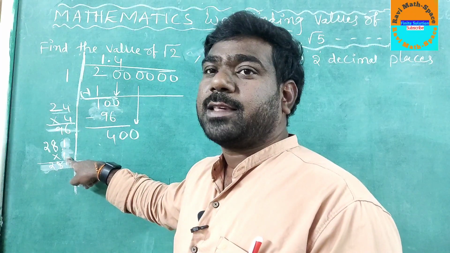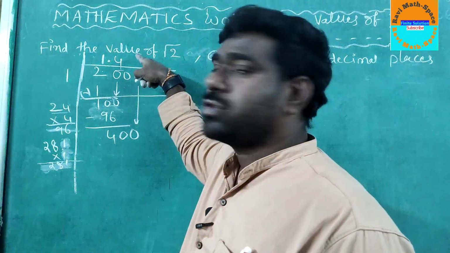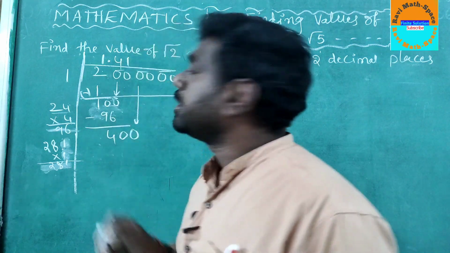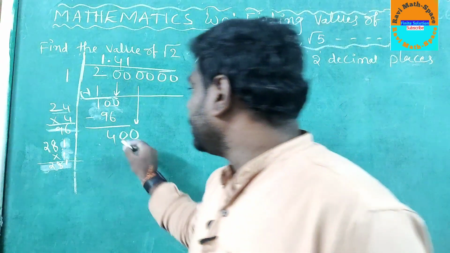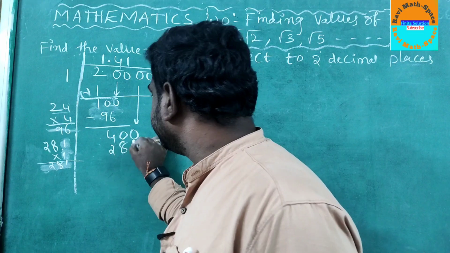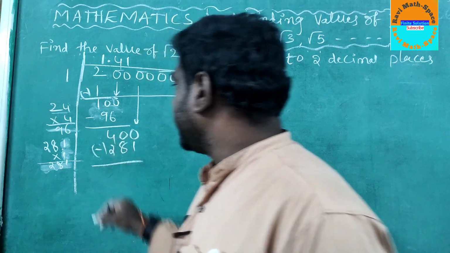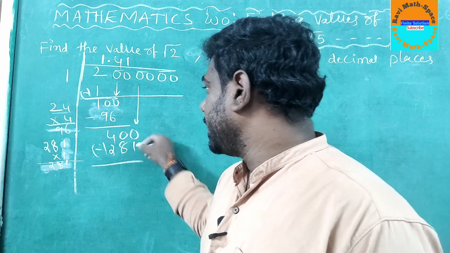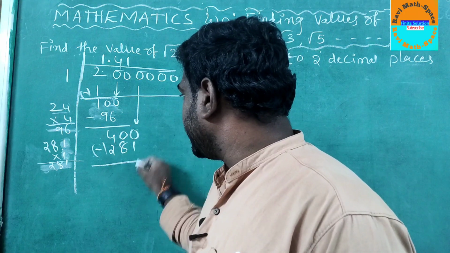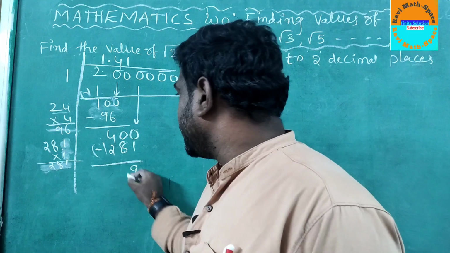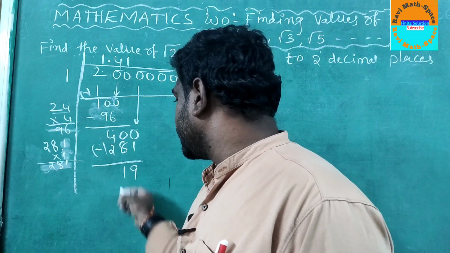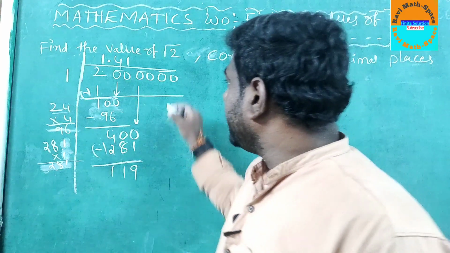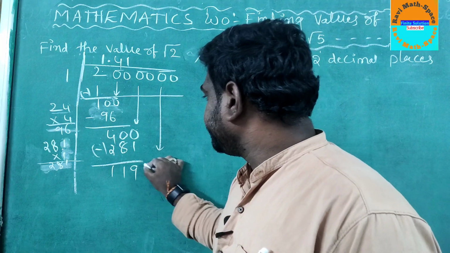Now we have to place the answer in the quotient. So which square is suitable? 1 there. Now place 1 here. Understanding? Now subtract the numbers. What will you get here? Yes, 400 minus 289: 10 minus 9 is 1, 9 minus 8 is 1, 3 minus 2 is 1. So 111. Now bring the third pair down here.